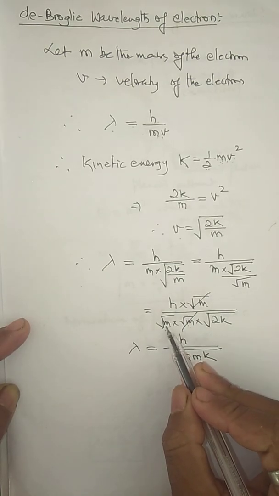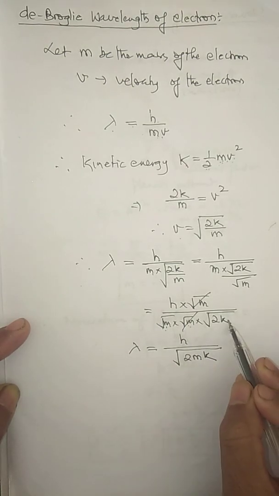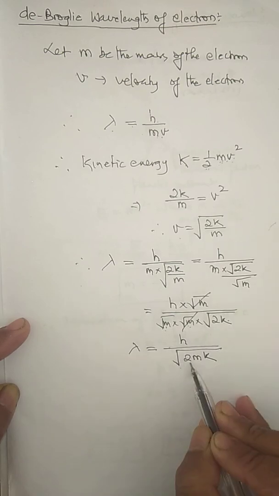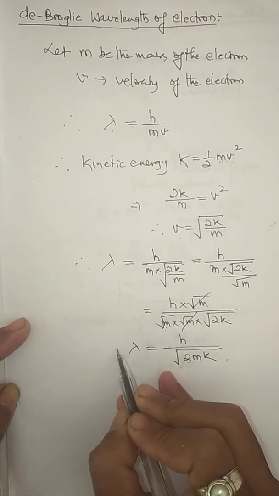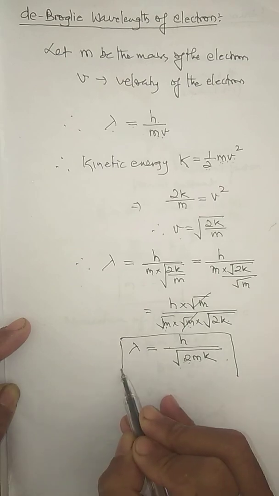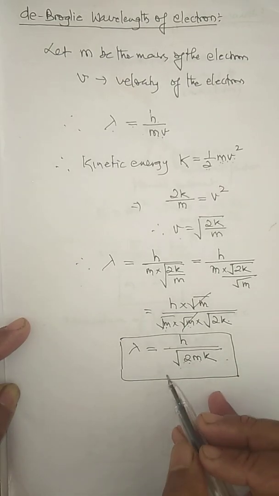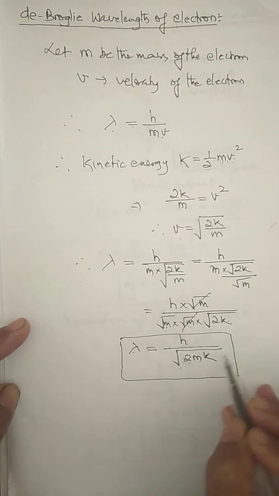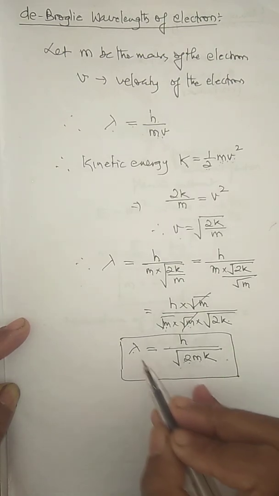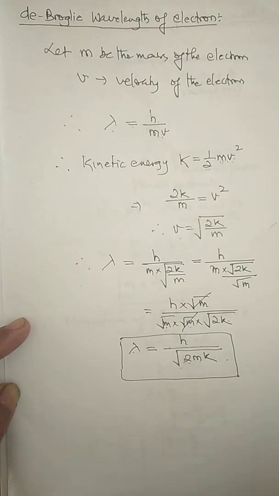See, m is also inside the square root, 2k is also inside the square root, so I can write a common square root with 2mk. So finally you can see the expression of de Broglie wavelength. This is actually for the electron that we are measuring. Okay, so lambda equals h by square root of 2mk.